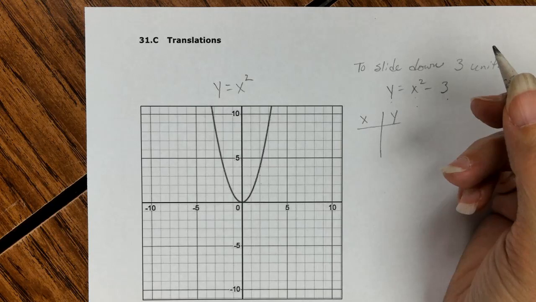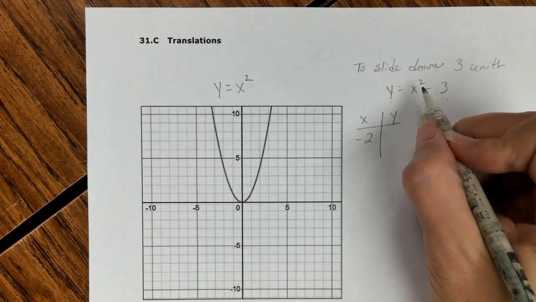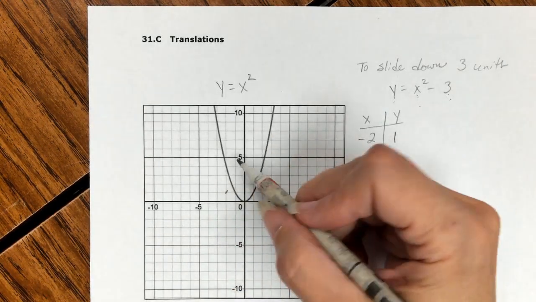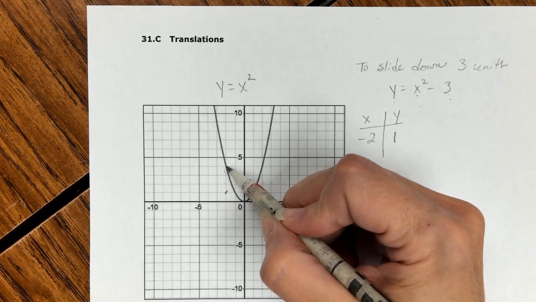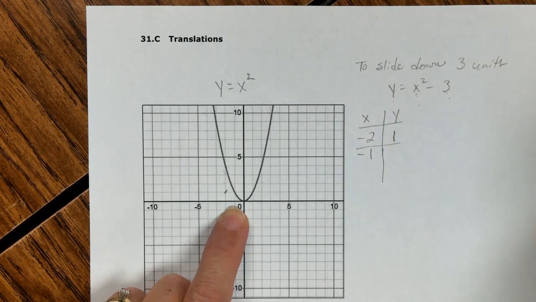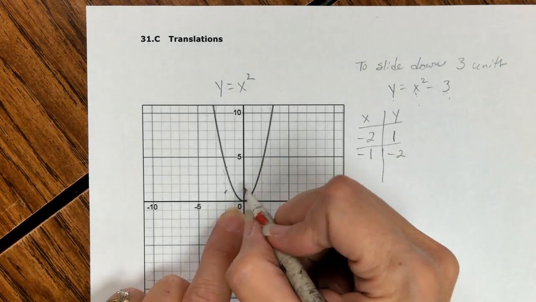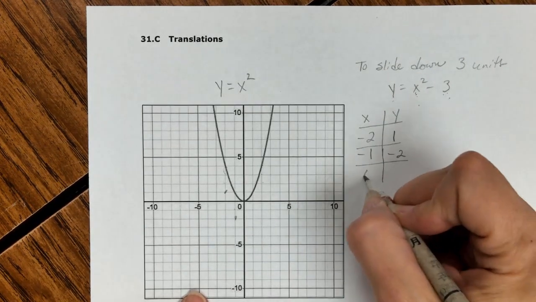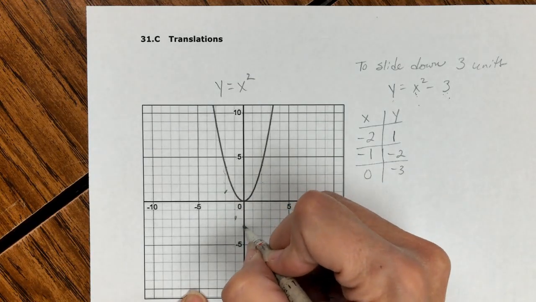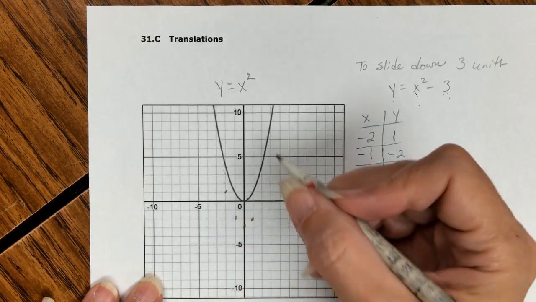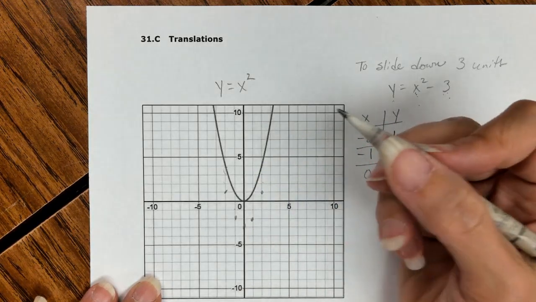Okay, so if x is negative 2, then when I square negative 2, I get 4. 4 minus 3 is 1. Negative 2, 1. That is 3 points below the original point when x is negative 2 on the original graph. What about when x is negative 1? When we square negative 1, we get 1. 1 minus 3 is negative 2. Negative 1, negative 2, 3 units below the original. When x is 0, 0 minus 3 is negative 3. See, it's always 3 units below the original graph. Then we'd have 3 here, and so on.